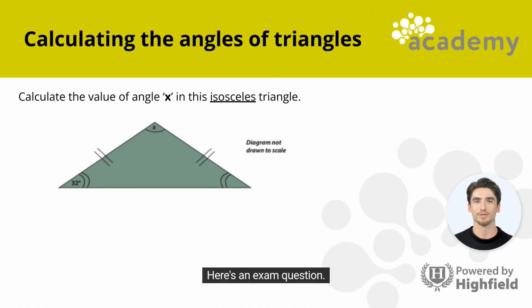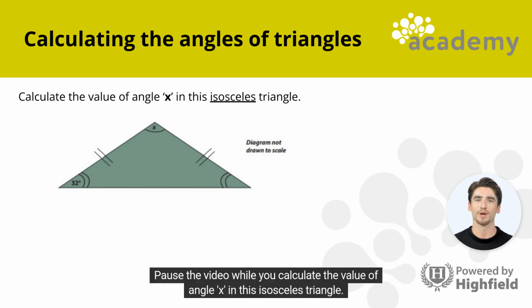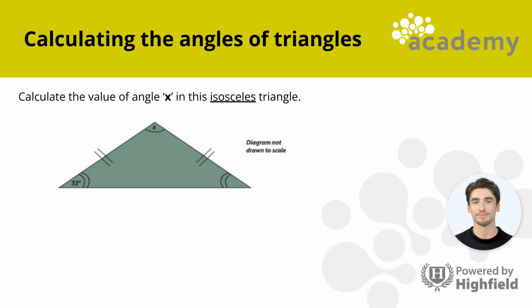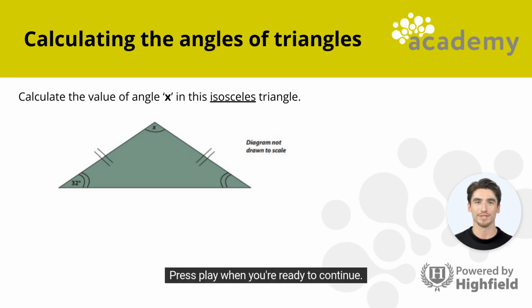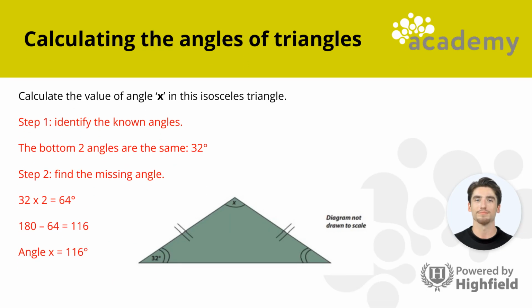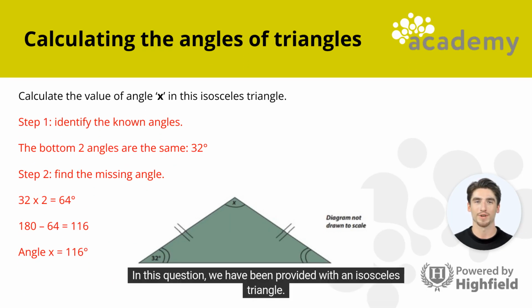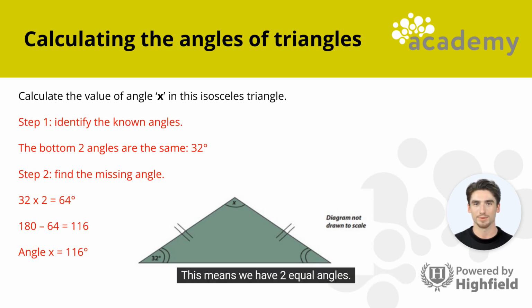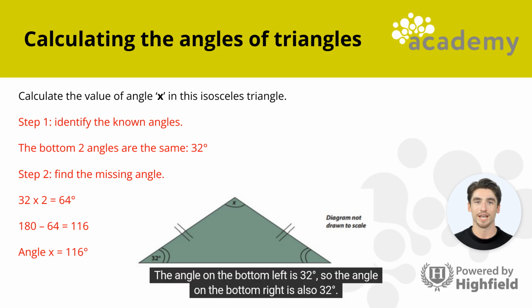Here's an exam question. Pause the video while you calculate the value of angle X in this isosceles triangle. Press play when you're ready to continue. In this question, we have been provided with an isosceles triangle. This means we have two equal angles. The angle on the bottom left is 32 degrees, so the angle on the bottom right is also 32 degrees.